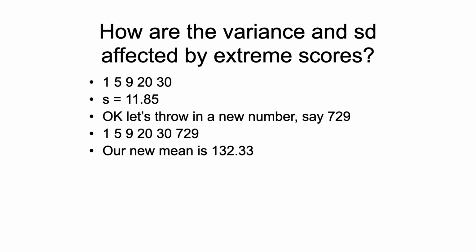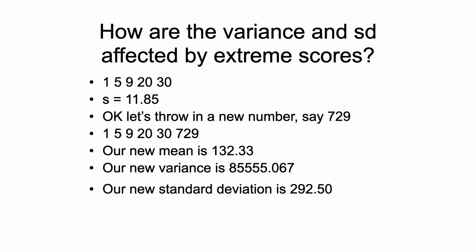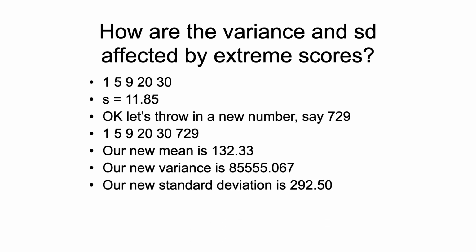But what does it do to the standard deviation? Our new variance is about 85,000, and our new standard deviation is 292.5. I trust that I did the calculations properly. If I made a mechanical error, which I very well might have, it's still something like that. The point is, that's way bigger than we had before. It's only 6 scores all told, so maybe you'd expect that.